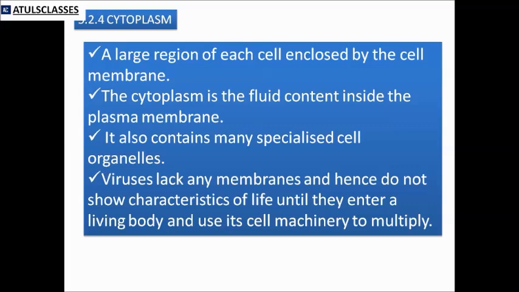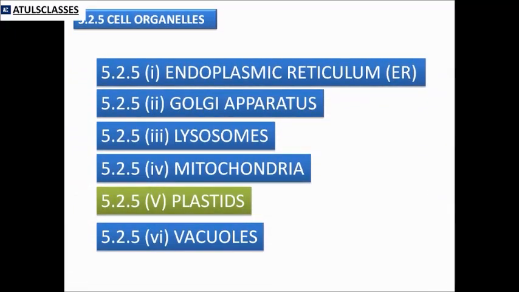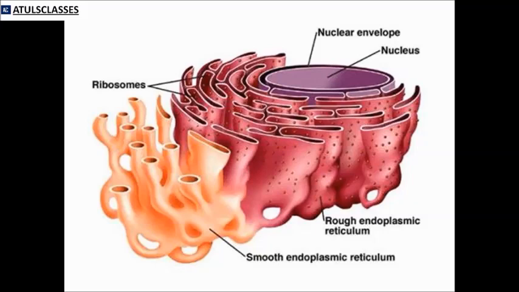There are small organs which are also called organelles. These cell organelles help in the working of the cell. The first is the endoplasmic reticulum. The endoplasmic reticulum has structures which can be seen in the form of tubules and cisterns.